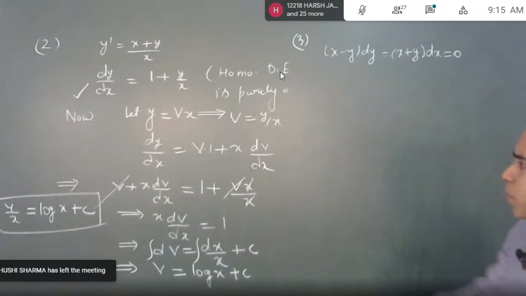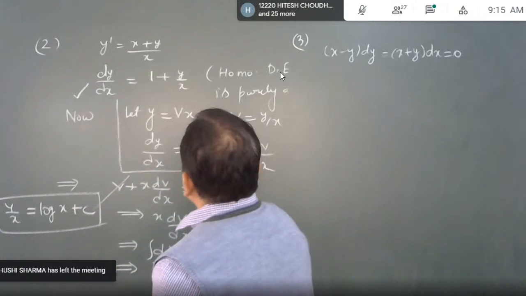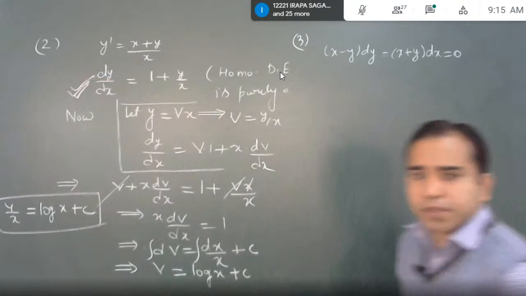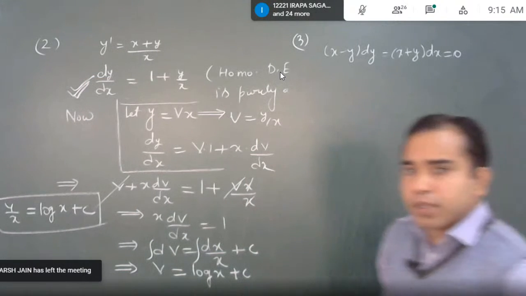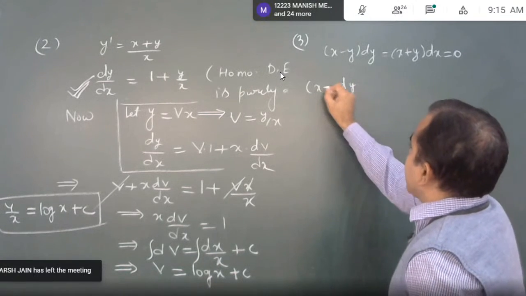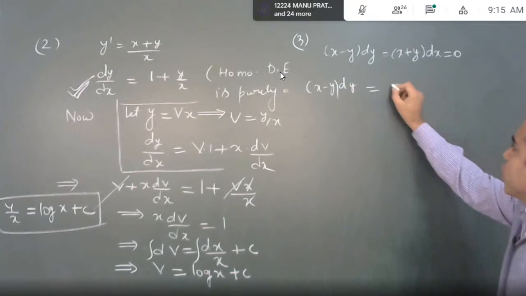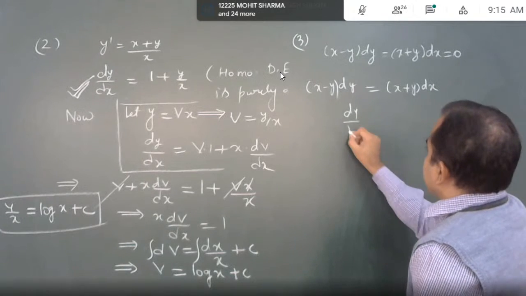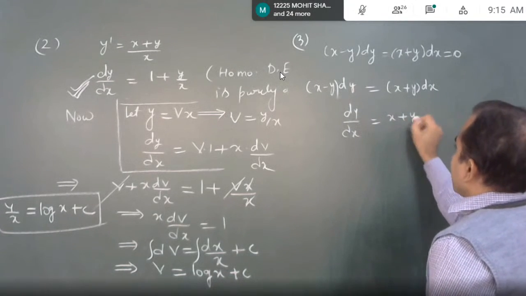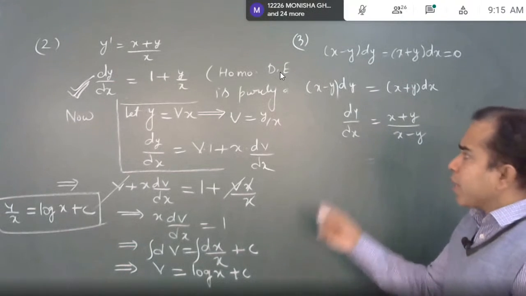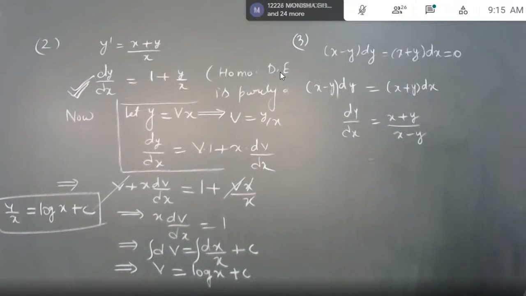If you see, before putting this, we have to bring our equation in this form, correct? dy upon dx equal to something. So let us bring this: x minus y into dy. This term I am going to send on the right will become equal to x plus y dx, and dy upon dx will become x plus y upon x minus y, which means now I have to prove that it is a homogeneous differential equation, right?